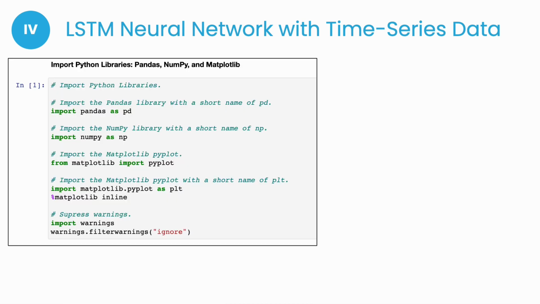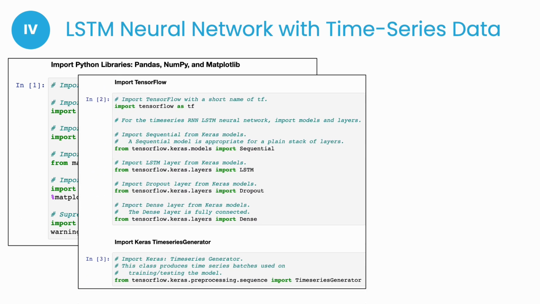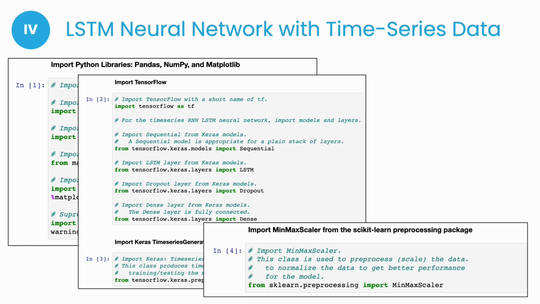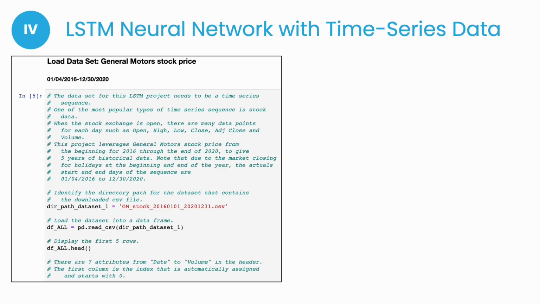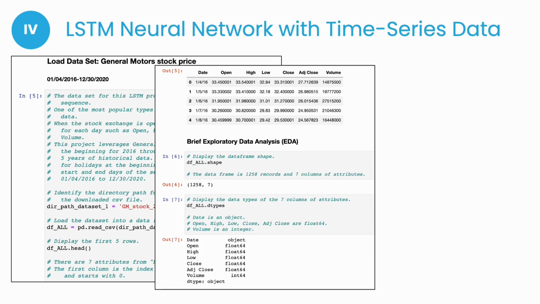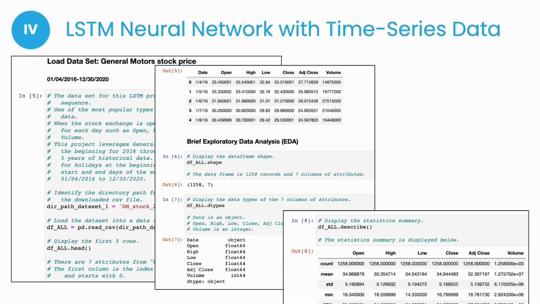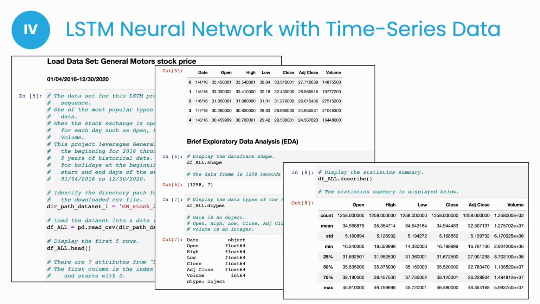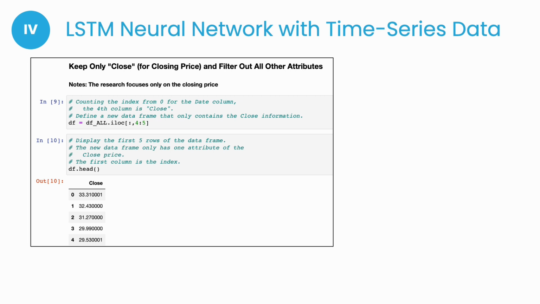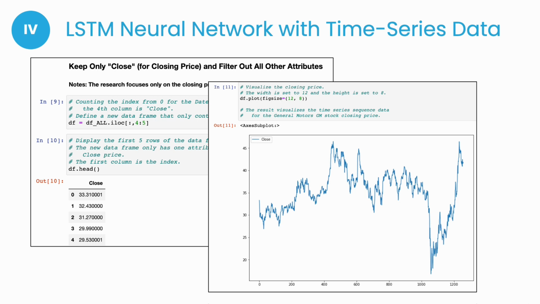Then I started working in the Jupyter Notebook to import Python libraries, and I imported TensorFlow and models, and I imported the Keras time series generator, and I imported the min-max scaler. Then I loaded the General Motors stock price, and I showed the first 5 rows and did some exploratory data analysis to output some statistics. Next, I filtered the data to only keep the close attribute, and I graphed the close price.